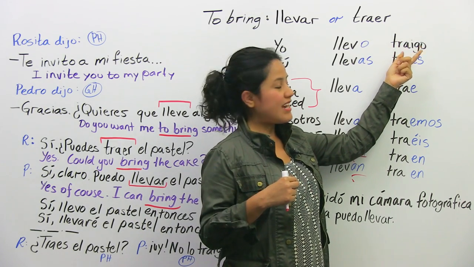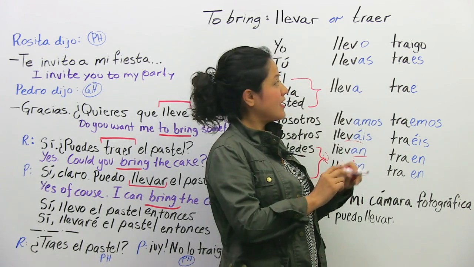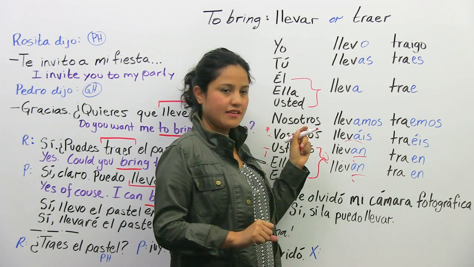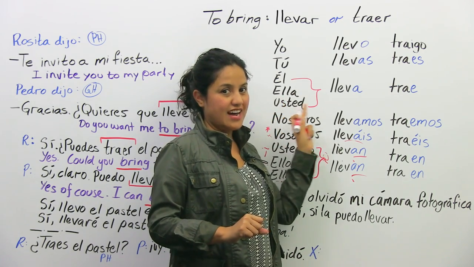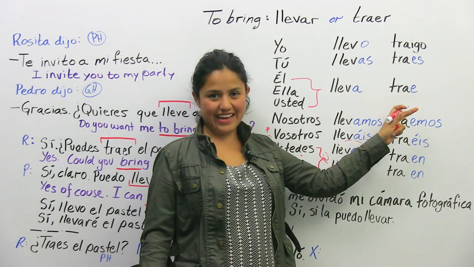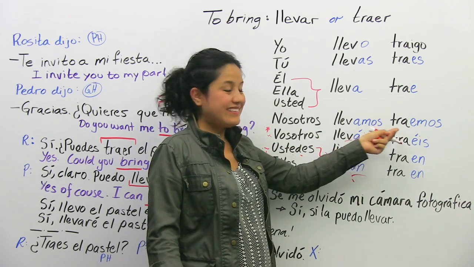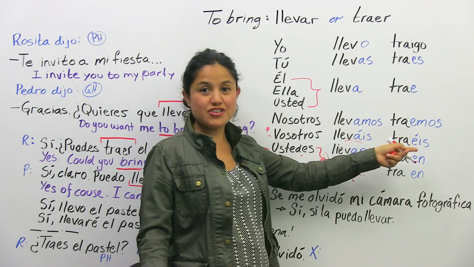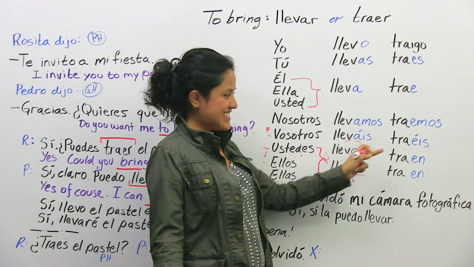Yo traigo. So repeat it after me. Yo traigo. Very good. Tú traes. Él trae. Ella trae. Usted, formal, trae. Let's go to the plural ones. Nosotros, we, traemos. Now, if you were in Spain, how would you say? Vosotros traéis. Ustedes traen.